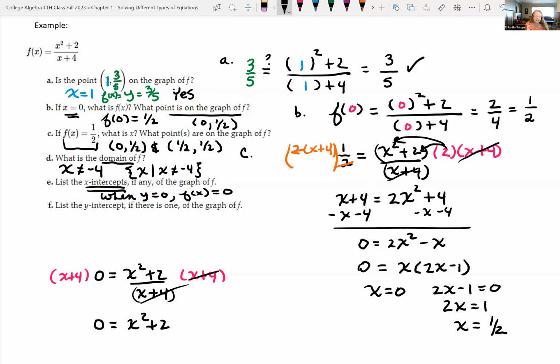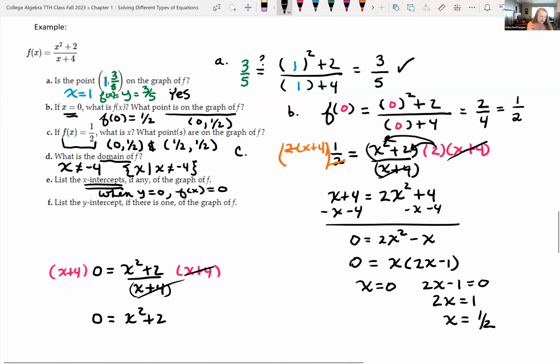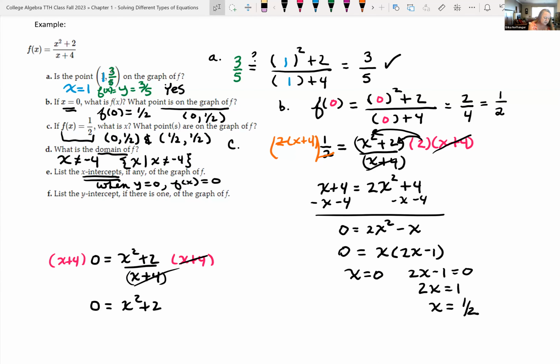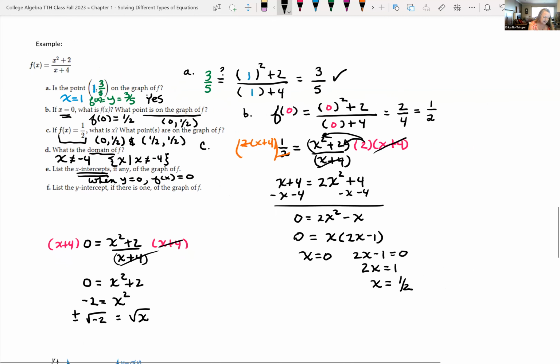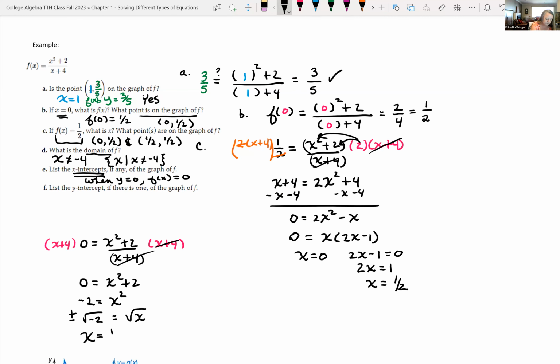I notice in this case, I could use the square root method because I have a perfect square in there and there's no x's outside of that perfect square. So if I subtract 2 on both sides, I get -2 equals x squared. If I took the square root of both sides, I get x is equal to plus or minus i root 2. This is not real. So we do not have any x-intercepts. So no x-intercepts.